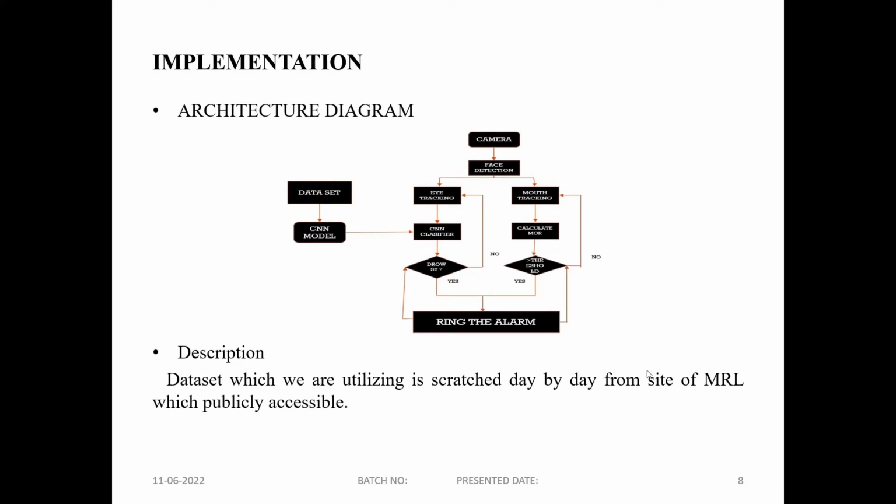Architecture diagram. First, the dataset is collected, trained using the CNN model, and then classified with the help of the CNN classifier. Then the camera will detect the face of the driver and track the eyes of the driver. If the recorded value is greater than the threshold value, it will state that the driver is in a drowsiness state, and it will ring the alarm which alerts the driver.